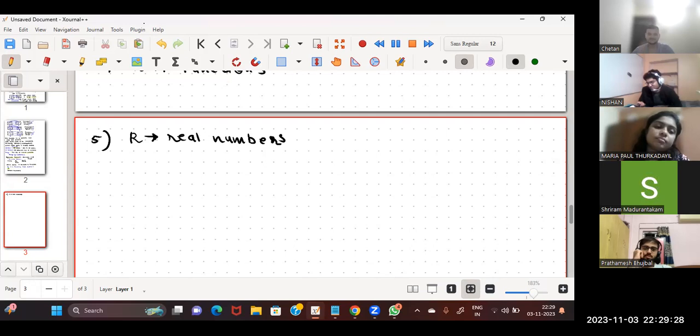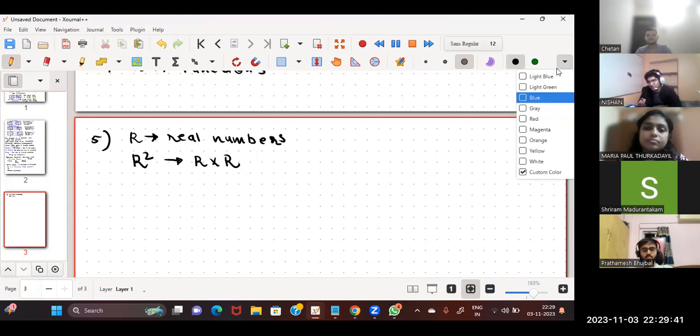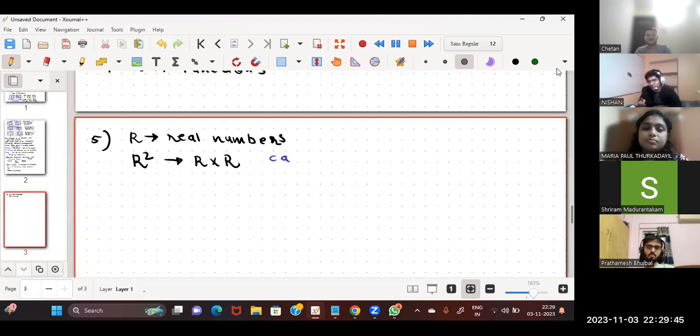What does R2 mean? R2 means that you have taken the Cartesian product of R with itself. What is a Cartesian product? I'm coming to two dimensions, but you should know why we call it two dimensions. R is one set of reals, R is another set of reals, and I'm taking the Cartesian product of that. What is the Cartesian product?